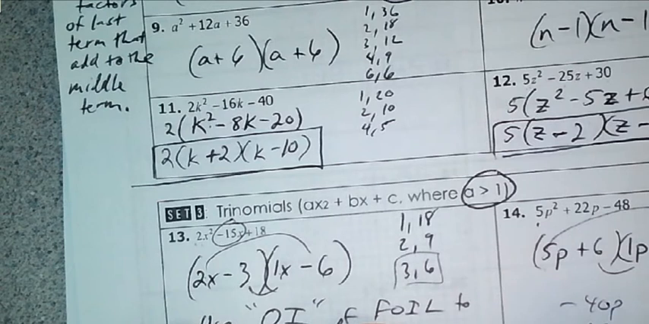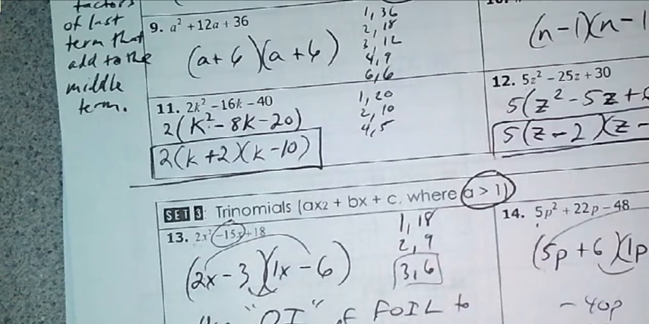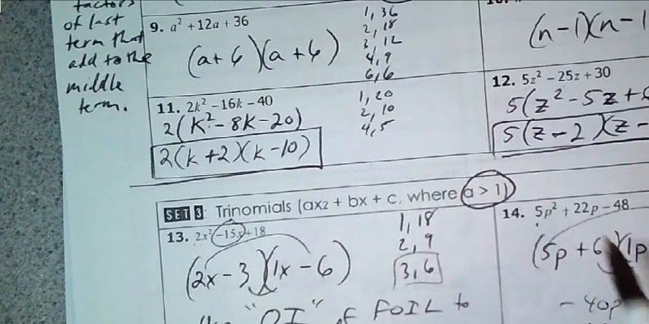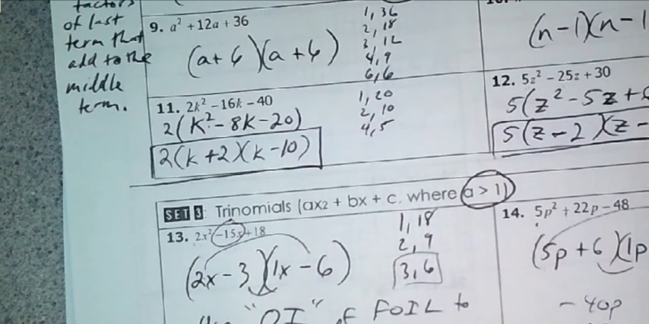This comes out to be negative 34p. Is that what we wanted? No. We also wanted the middle term to be positive, which means my larger factor probably will need to be positive. But we don't know that yet. So 6 and 8 aren't going to work, unless we can switch them around.